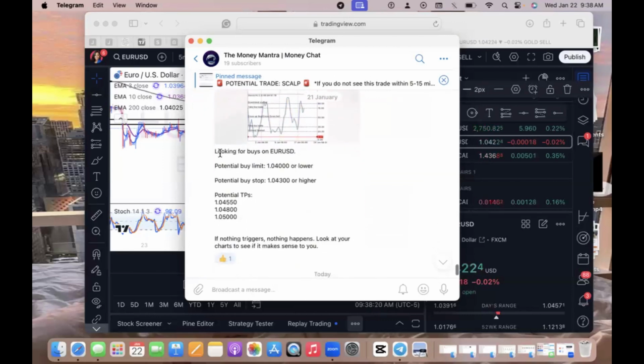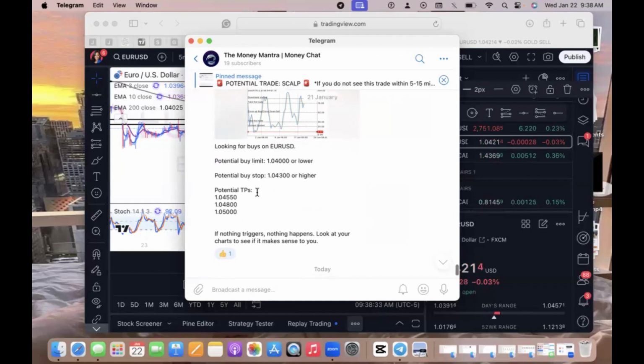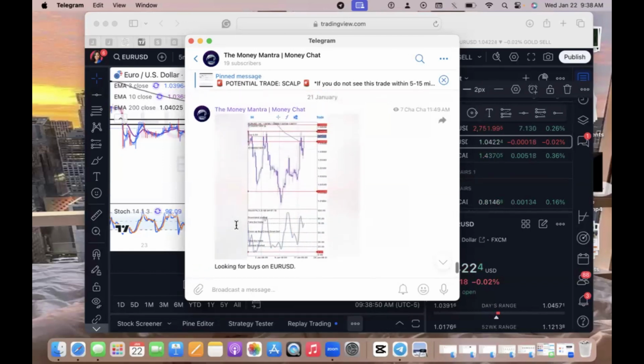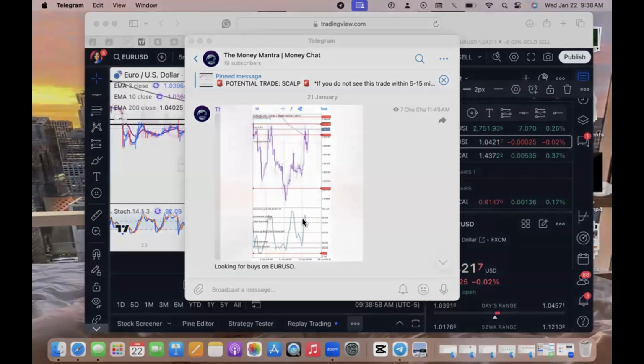So for this particular trade, we were looking for buys, and this was on January 21st, 2025. And I set a buy limit at 104.00 or lower and a buy stop at 104.300 or higher. Now, I did offer a few different areas to target based on previous levels of support and resistance. And that's what I'm going to be showing you guys today in this video. Now, I did leave a note here that if nothing triggers, nothing happens. And I always encourage people to look at their own charts and not just hop onto signals, right? It's better to teach someone to fish than to constantly be providing all the answers.